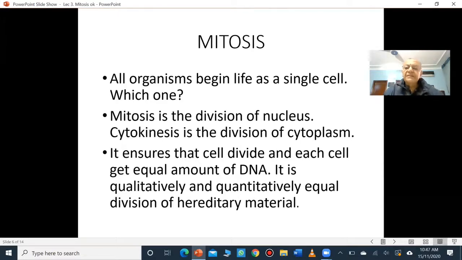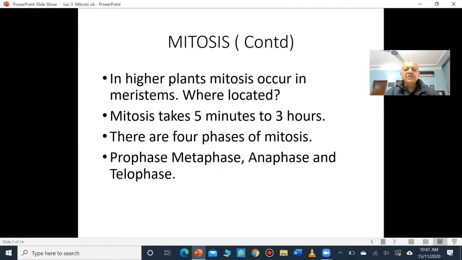Now mitosis. Mitosis is the division of the nucleus. As I have said, all organisms begin life as a single cell. Which one? This cell is the zygote. Every organism starts its life from the zygote. Mitosis is the division of the nucleus, and cytokinesis is the division of the cytoplasm. It ensures that cells divide and each cell gets an equal amount of DNA. It is a quantitatively and qualitatively equal division of the hereditary material.